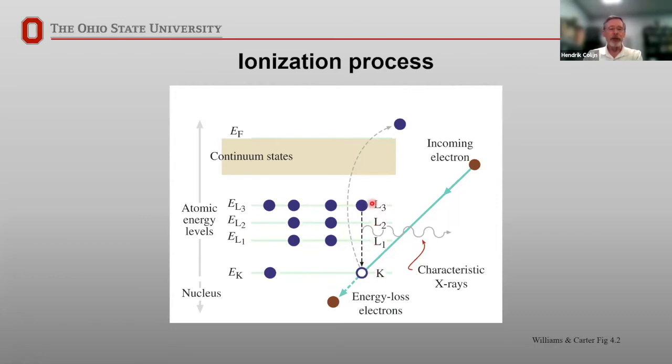Because there's a difference in energy between these states, that excess energy is carried off in an X-ray or in an Auger electron. And these energy levels are characteristic for each element. So by looking at the energy of the X-ray, we can identify what element gave rise to that X-ray, and we can count the X-rays and determine how much of that element is present.